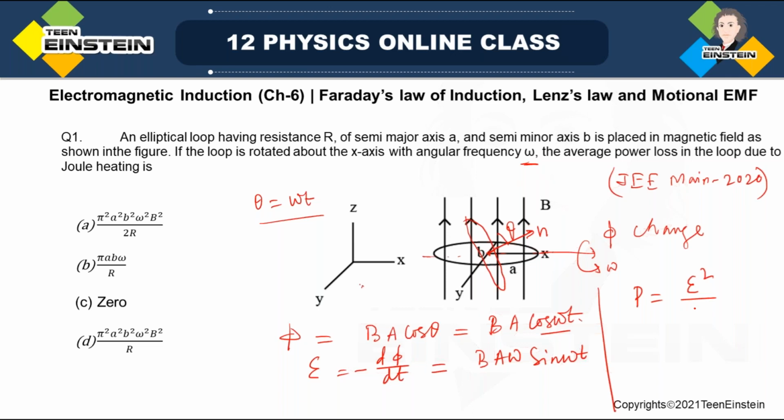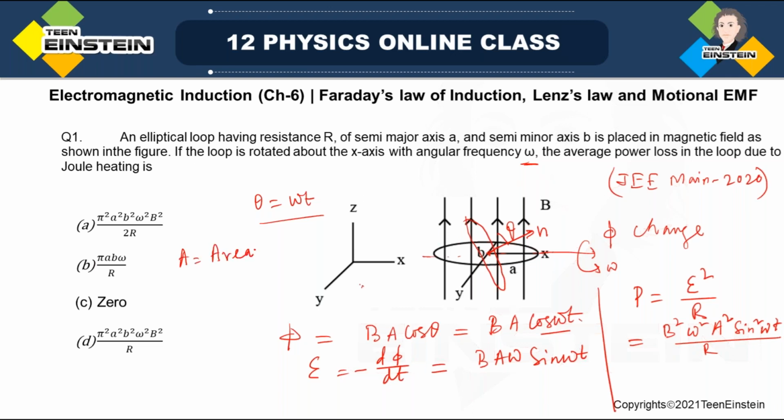This is power: EMF square by R. So EMF square by R means B square omega square A square sine square omega t, divided by R. But what is this A? A is the area of the elliptical loop.